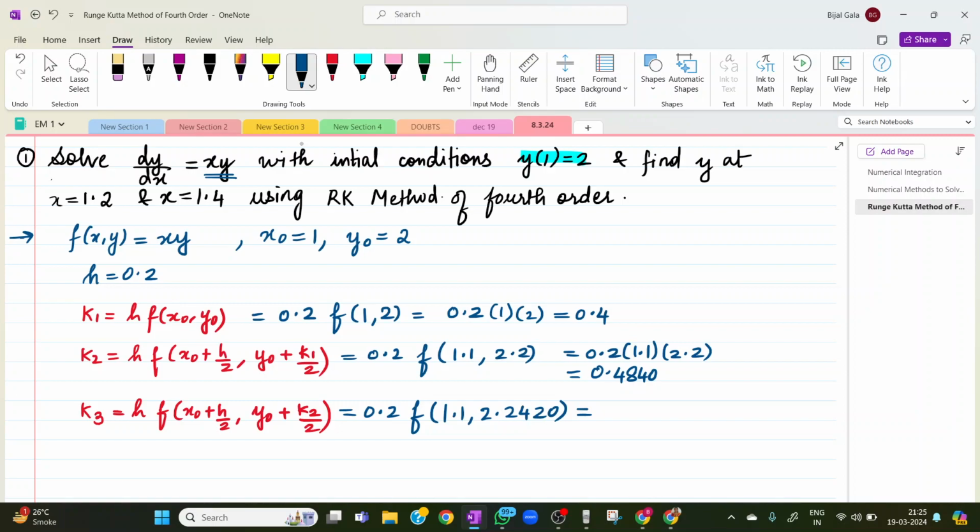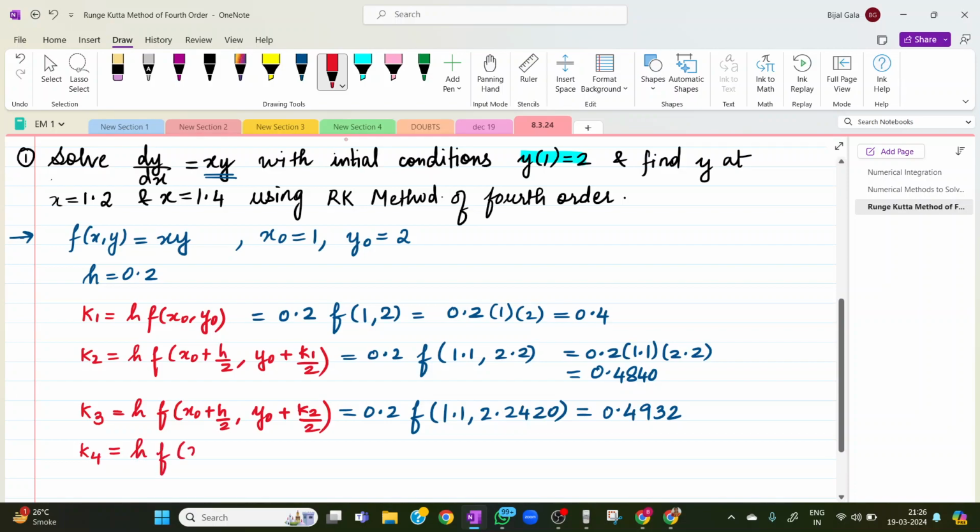Good. 0.4932. Only Ishan got it, or everyone else is getting the same value? Okay. Good. We'll move on to K4. Correct.